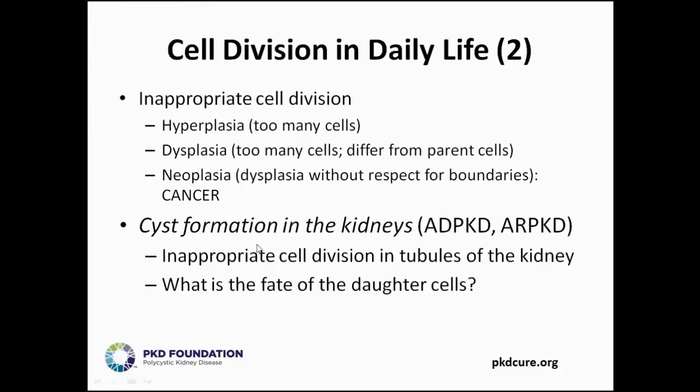So now we get to cyst formation in the kidneys, whether it be autosomal dominant or autosomal recessive. What it is, is inappropriate cell division in tubules of the kidney, or the nephrons of the kidney. And so what is the fate of these daughter cells of the inappropriate division? That's really the question. Now, the kidney does have cell division.